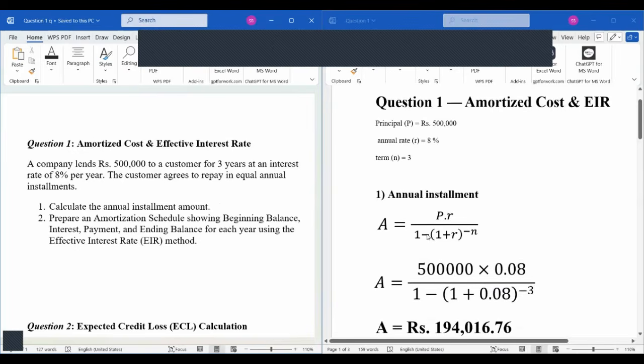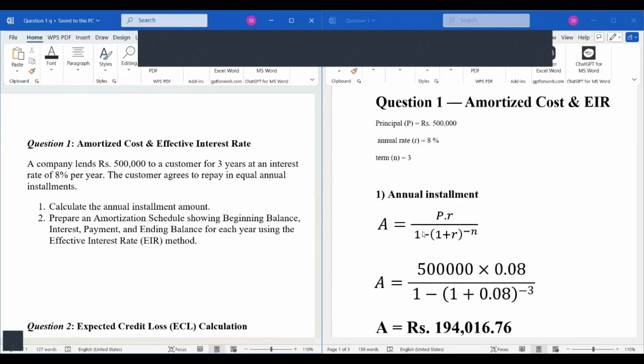To find the annual installment amount, we have to use this annuity equation. A equals P into R divided by 1 minus within bracket 1 plus R to the power minus N. Here P is the principal amount, R is the annual interest rate, and N is the number of years.